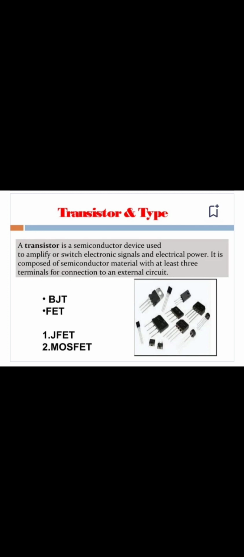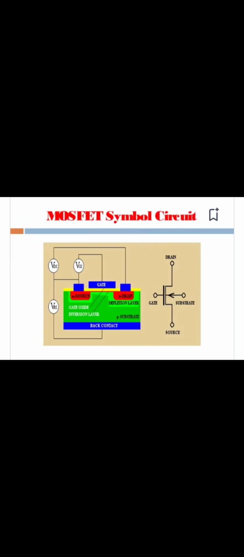JFET means junction field effect transistor, on which I have already discussed, and today we will discuss about MOSFET, metal oxide semiconductor field effect transistor. So as the name suggests, there is a use of a silicon dioxide layer which acts as an insulating layer. How it works, we will discuss it now.